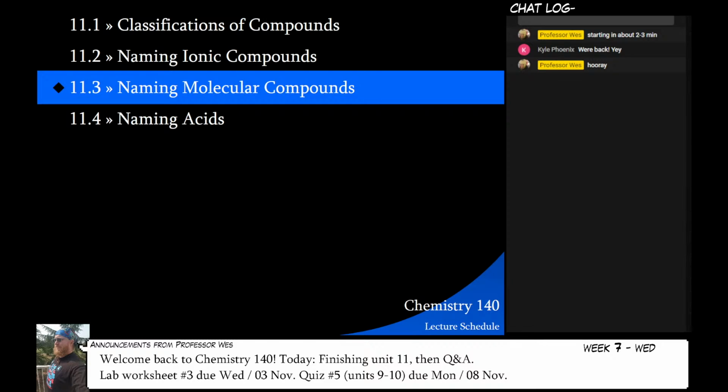So, what do we have on the agenda? There is a lab worksheet that is due today, and it closes tomorrow. Once the due date passes, remember you have 24 hours to turn it in before it closes for good. Make sure you get that in by the deadline. And then quiz number 5, which is units 9 and 10, is due on Monday the 8th.